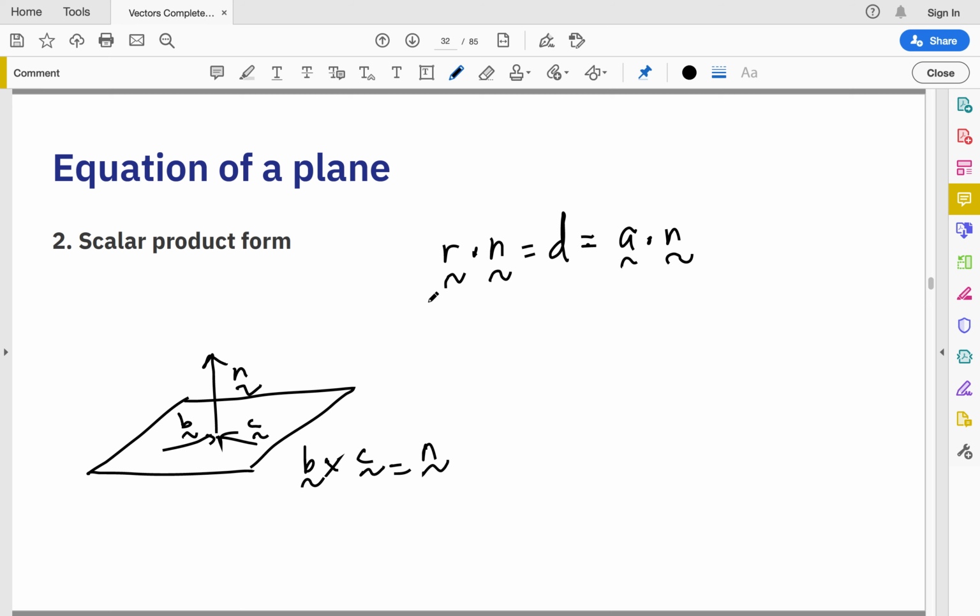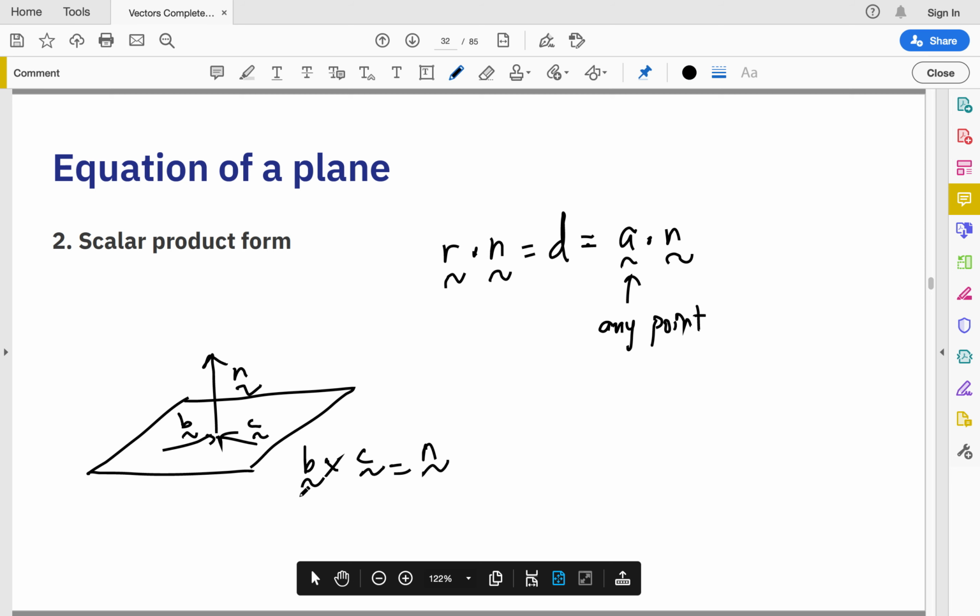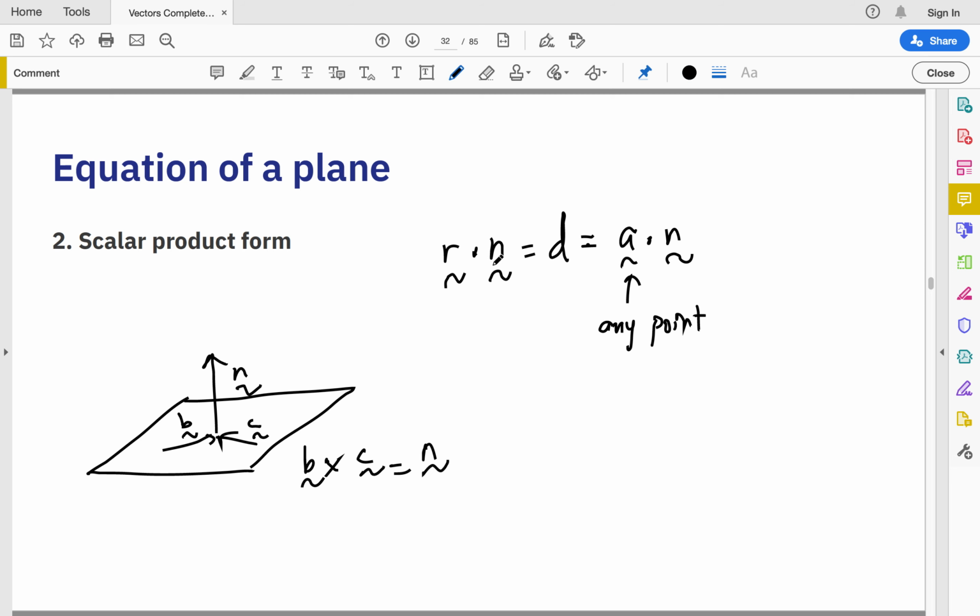And this is the other alternative form written in scalar product, r dot n equals a dot n. Here, a is any point on the plane you pick. n is the normal vector, which can be evaluated by finding the cross product of two vectors that lie on the plane. And this set of points r is once again the set of points that forms the entire plane.